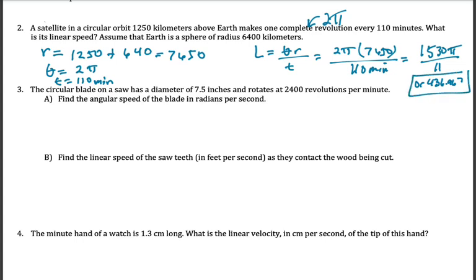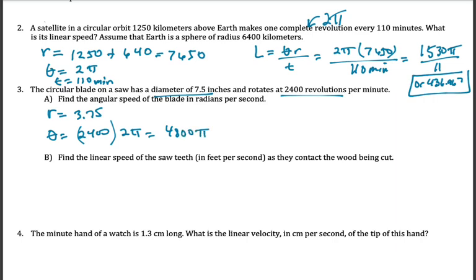All right, let's do another example. We have a circular blade on a saw that has a diameter of 7.5 inches, and it rotates 2,400 revolutions per minute. My diameter is 7.5, which makes my radius half of that, so it'll be 3.75. My theta, if I'm going to do 2,400 revolutions in 1 minute, multiply that times 2 pi, I get 4,800 pi.